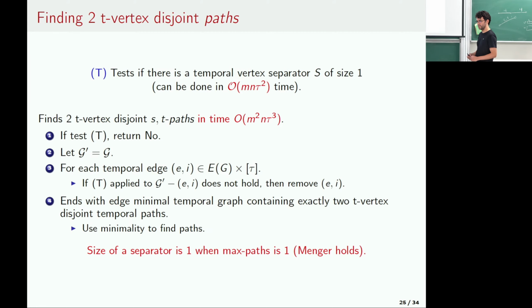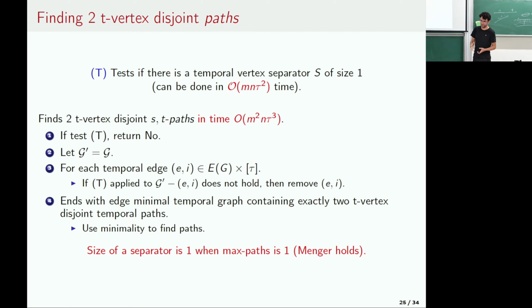Yeah, this is what we want to do, right? Because every time that we remove a temporal edge, we can only reduce the connectivity of the graph. So if we start with a temporal graph and we test, and the size of the separator is not 1, it's greater than 1, then we know that we need to have at least 2 paths, right? Then we just start deleting edges while maintaining this property until we delete everything that we do not need.